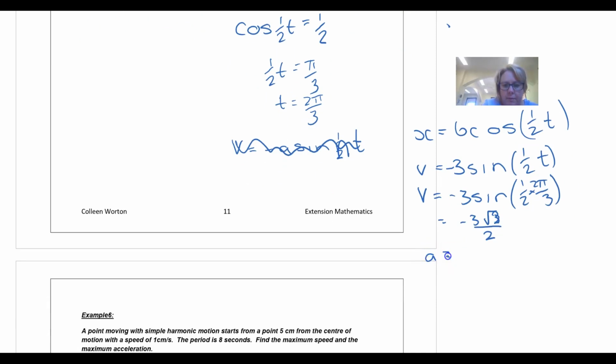Acceleration, let's write it like this. Isn't it equal to minus n squared x? And don't I know n is a half? And don't I know x is 3? So it's minus 3/4.